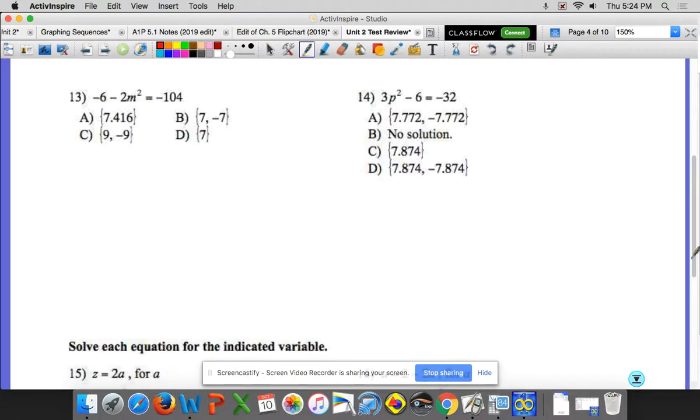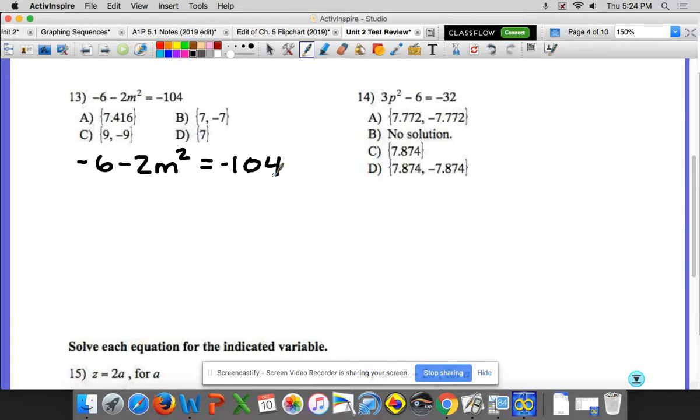All right, so here we are picking up on number 13. This one is very similar to the ones we've been doing. The only thing is there are some negative signs in this one, so we just have to be careful and pay attention to them. So I'm going to rewrite it. We have -6 minus 2m squared equals -104.